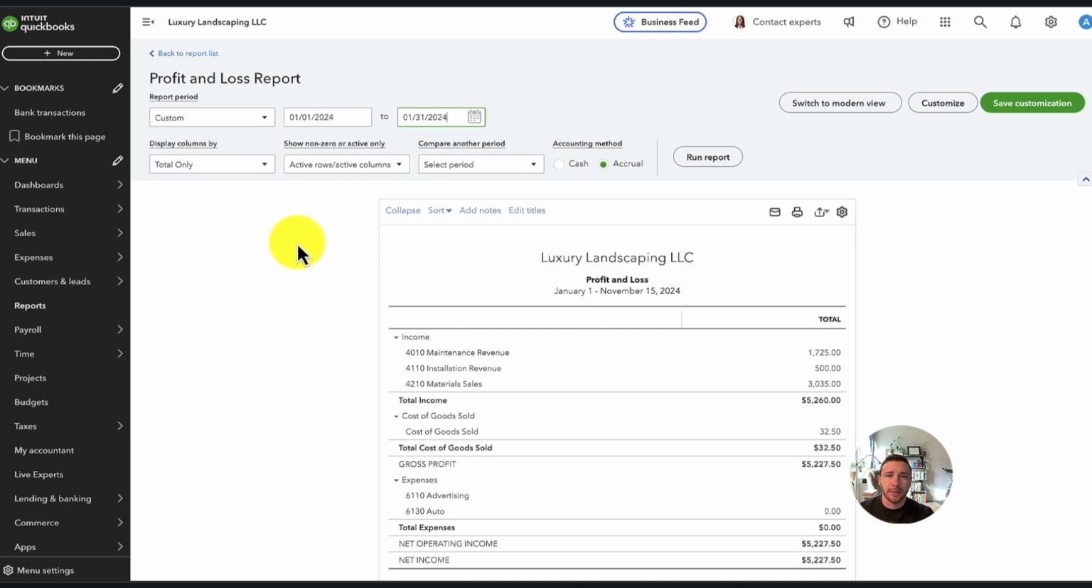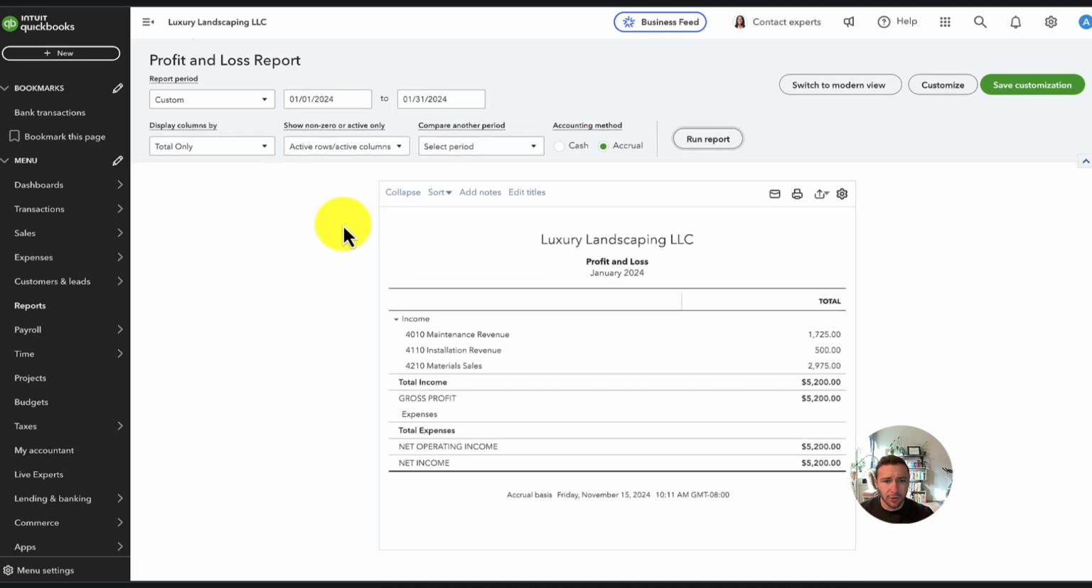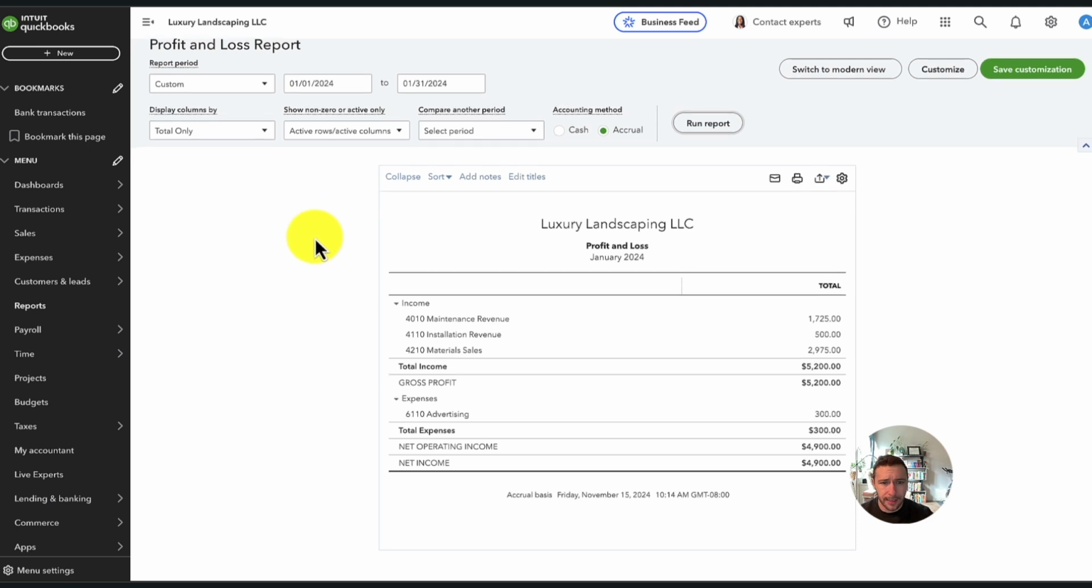It can give you an idea of how your business is performing, how much you're doing in sales, how much you're spending on overhead. So looking at this landscaping business's profit and loss for the month of January, and there weren't many transactions for this business. By the way, this is a fake business. It's something I put together for a capstone project for one of my accounting courses.